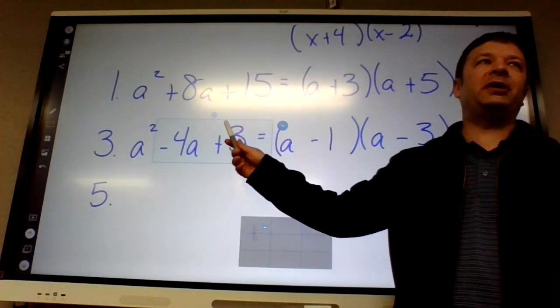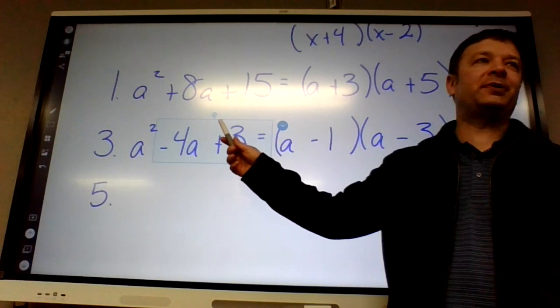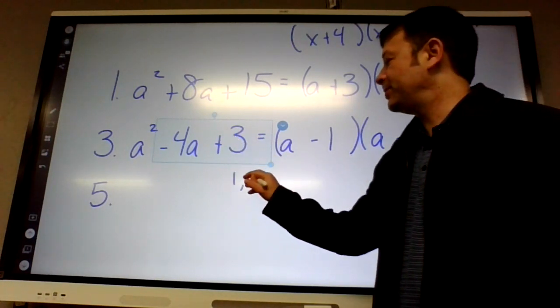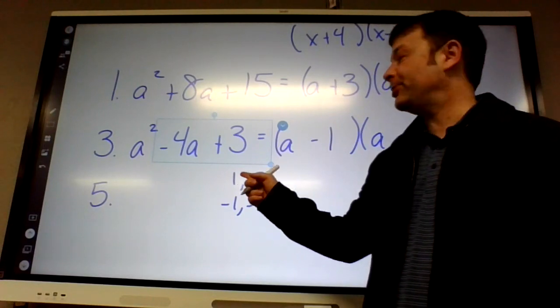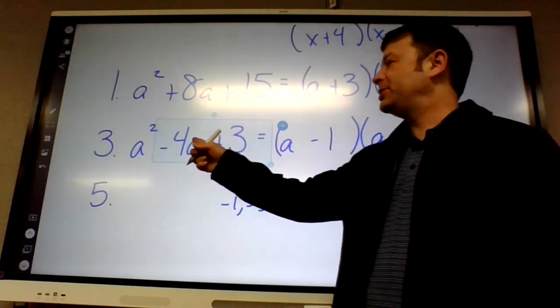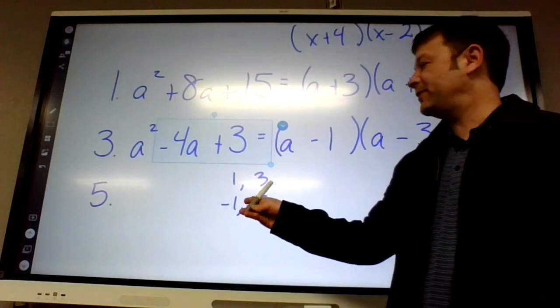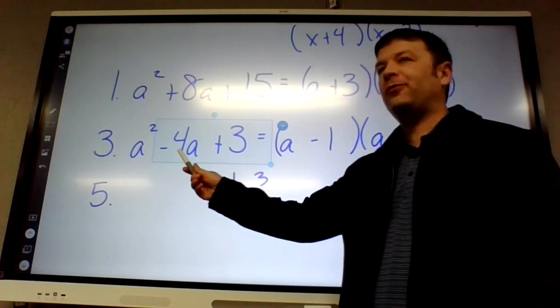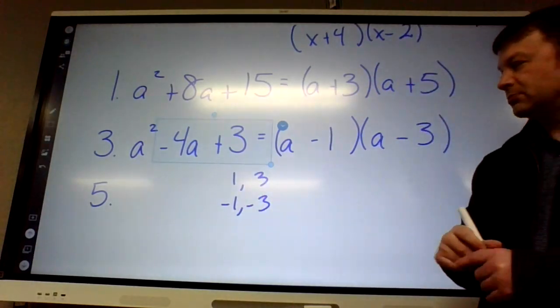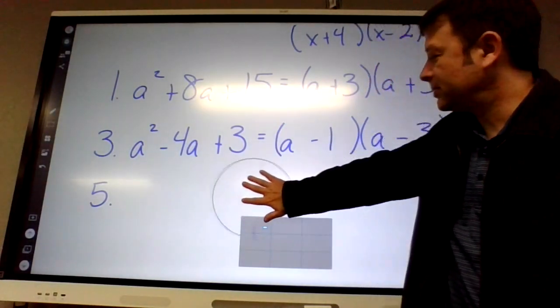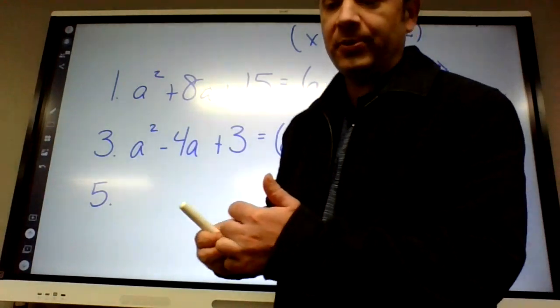Here's the slower way to do this. What are the multiples of positive 3? 1 and 3, or -1 and -3. That's the only things that multiply into 3. Which of those adds up to -4? These two. Alright. Maybe I should do the long way for a while.